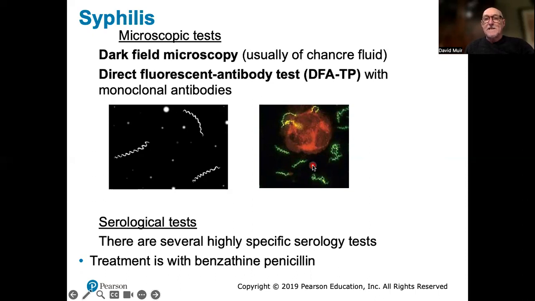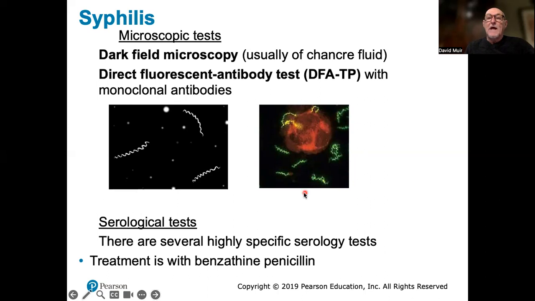You have a serum with antibody, which is specific for the organism, coupled to a dye. And that dye fluoresces under ultraviolet light. So if you stain a sample with this, the antibody sticks to the organism together with its dye, and the dye glows when you shine ultraviolet light.